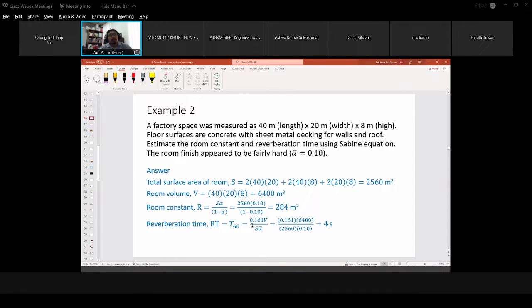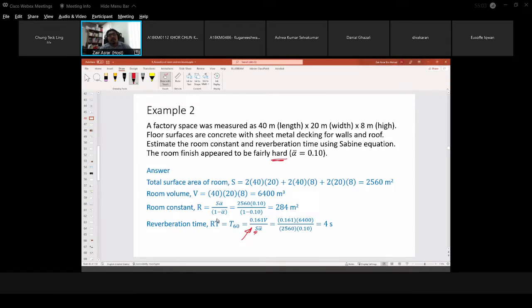reverberation time using the Sabine equation. So this is our Sabine equation here: 0.161 times the room volume over the total absorption, basically the total surface area times the average absorption coefficient, alpha bar. In this case, we are using different terms. Instead of saying fairly live, we are saying it is fairly hard, basically it reflects sound, so it means the same thing. Based on this equation, we can calculate the reverberation time for this area, which is 4 seconds.